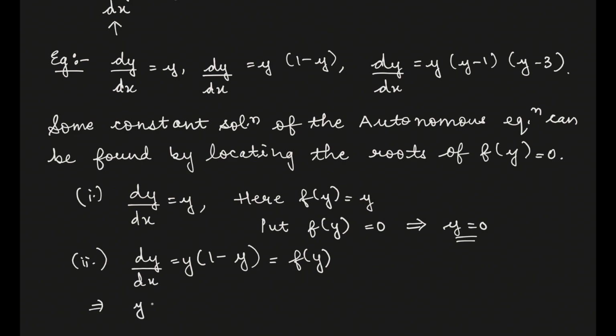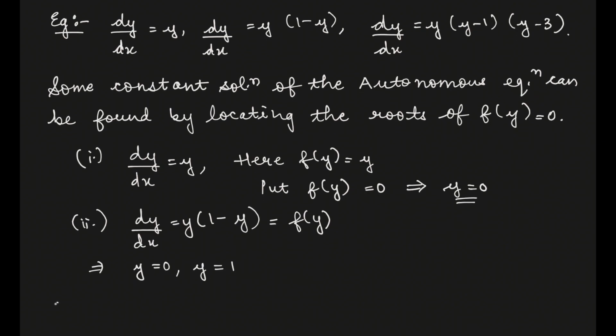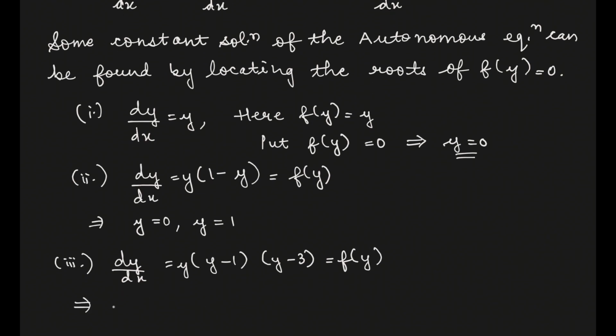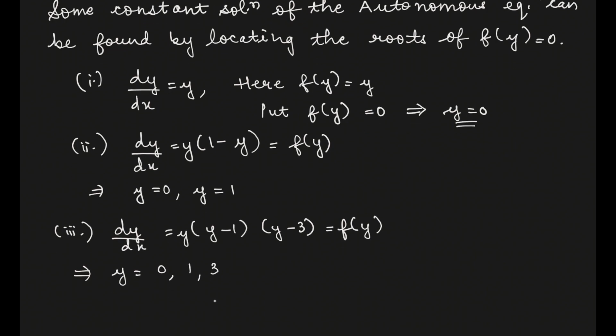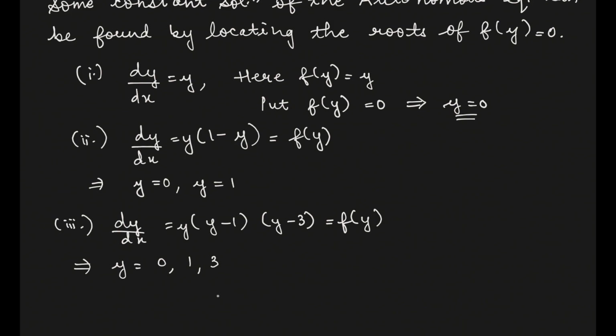Yes, y equal to 0 and y equal to 1. And in the third one also, dy by dx equal to y(y minus 1)(y minus 3), y is equal to 0, 1 and 3. Yes, correct.